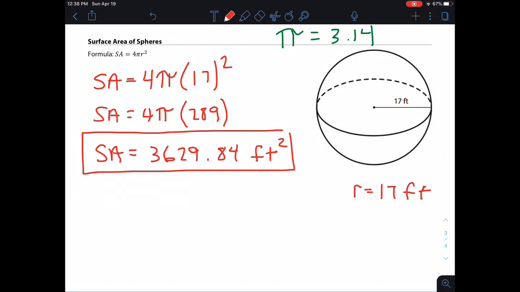So the shape that seems the strangest was actually not too bad. It was pretty simple because all we needed to do was multiply 4 times pi times the radius squared.